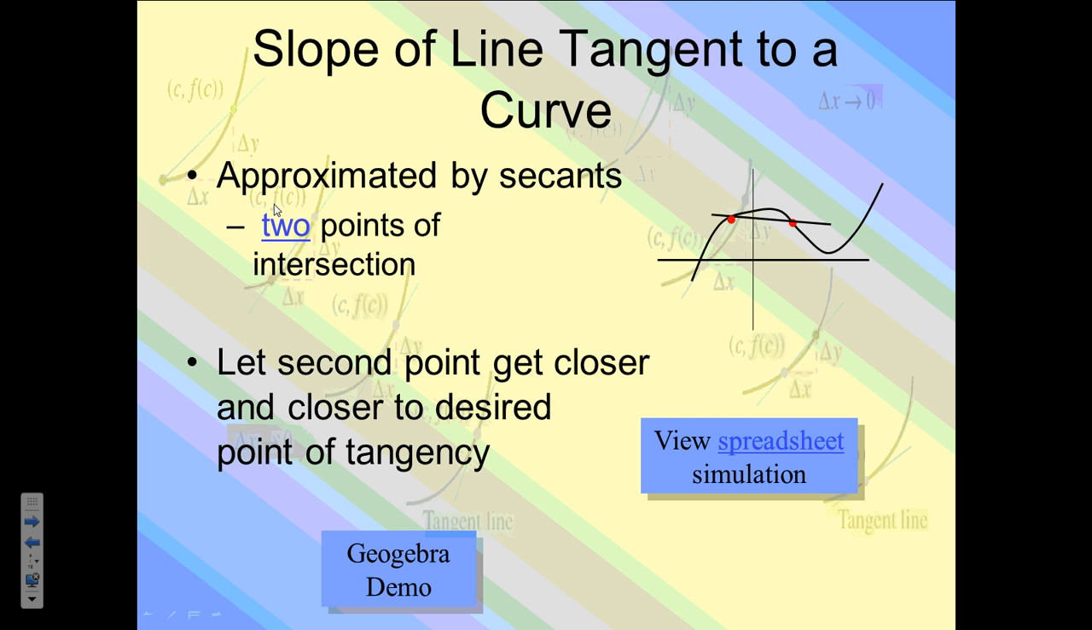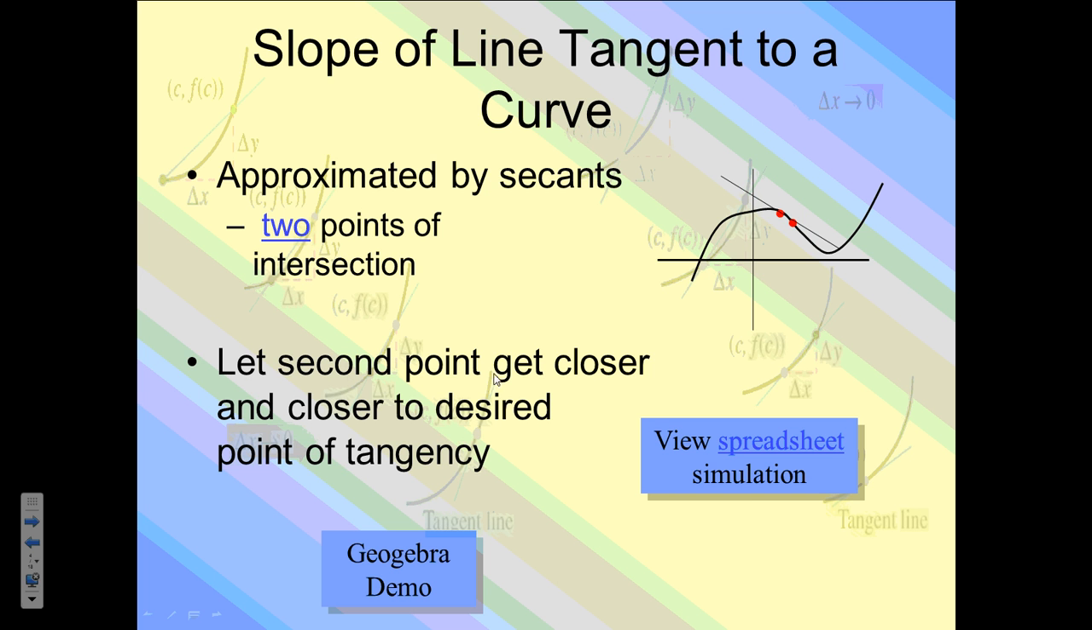The slope of a line tangent to a curve is approximated by a secant. That's where you have 2 points of intersection. You see these 2 red dots? I bet we could get those dots closer and get a better, more tangent looking line. Do you see how the dots are closer? Now that slope of a line is probably a little bit more accurate. And we could pull those 2 dots even closer and get that line a little bit more accurate.